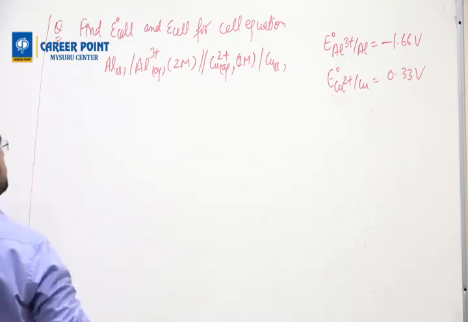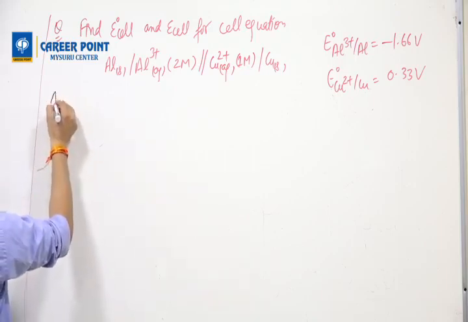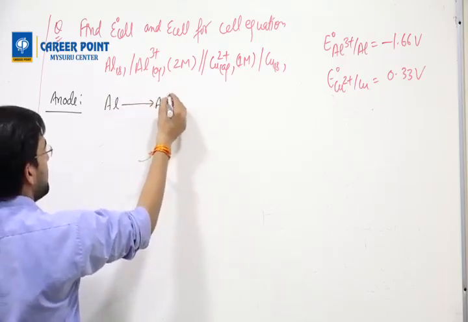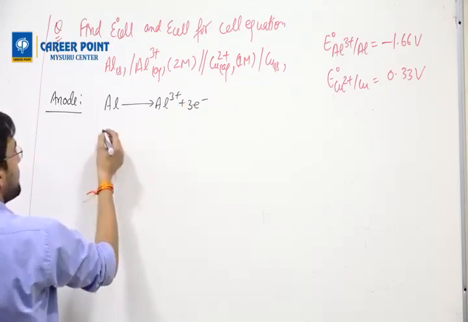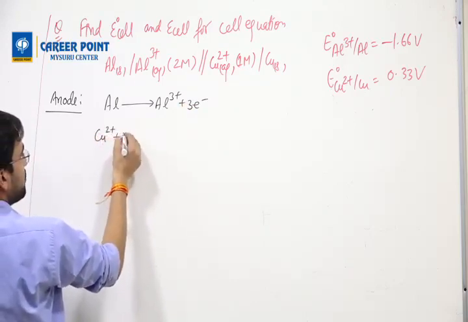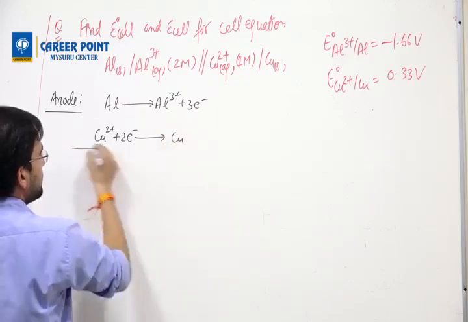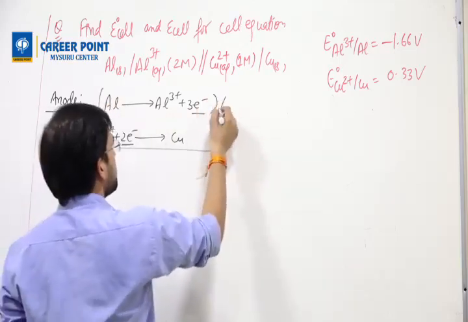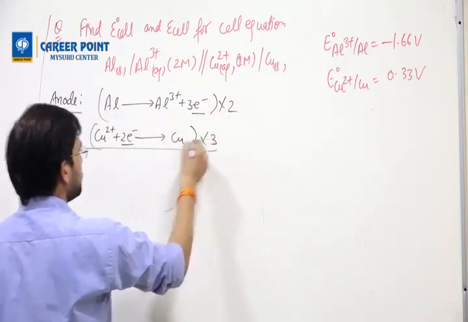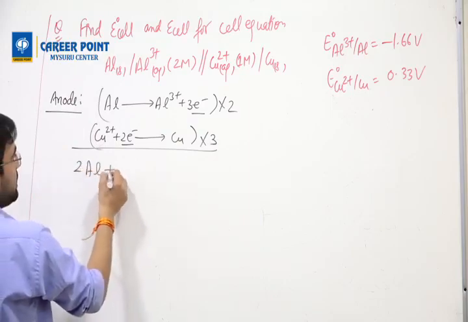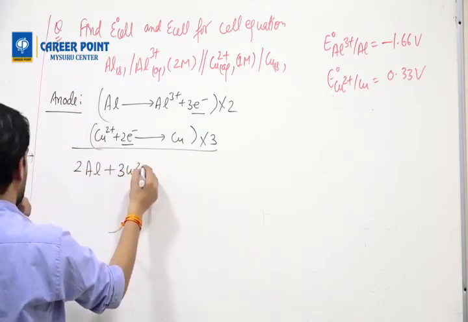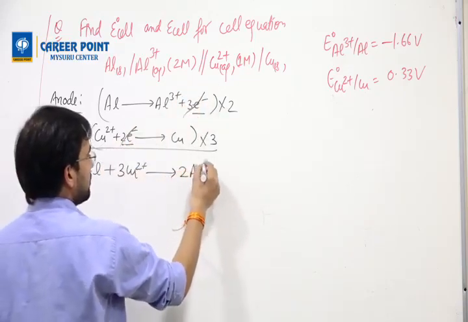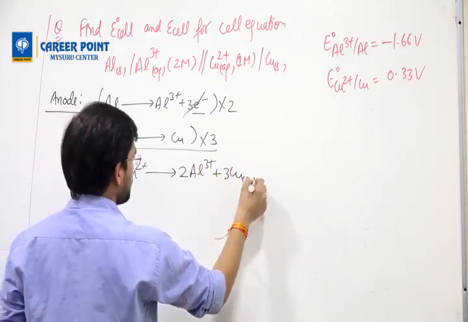Okay, so first you will write a reaction at anode. Al converts into Al3 plus 3 electron. Then you will write Cu2 plus 2 electron gives rise to Cu. Now if you notice, these two are not same, so you multiply by 2 and by 3. Then it will become 2Al plus 3Cu2 plus 6 electron. 6 electron will get cancelled, gives rise to 2Al3 plus 3Cu solid.